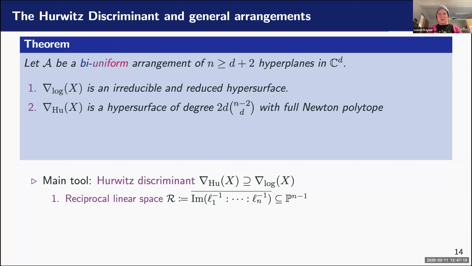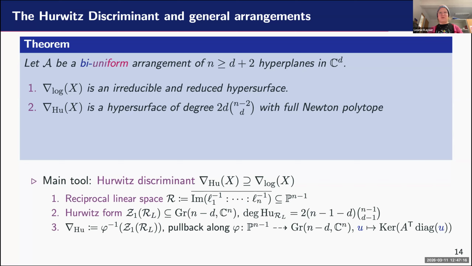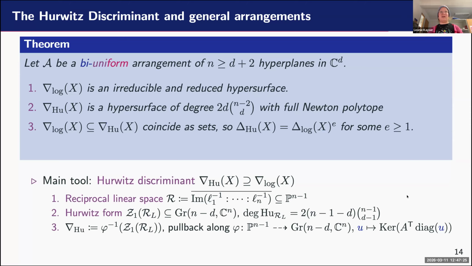And the way you get it is you take the reciprocal linear space, take its Hurwitz form, and pull back the Hurwitz form to the coefficient space along the linear space that we intersected with. And so they are contained in each other, they coincide as sets, and hence the logarithmic discriminant almost equals this Hurwitz discriminant. We expect it to actually equal it, but we cannot prove this. So the worst case scenario is the power of the logarithmic discriminant, but we believe that the exponent e is 1, but we currently have no idea how to fill this gap in the proof.